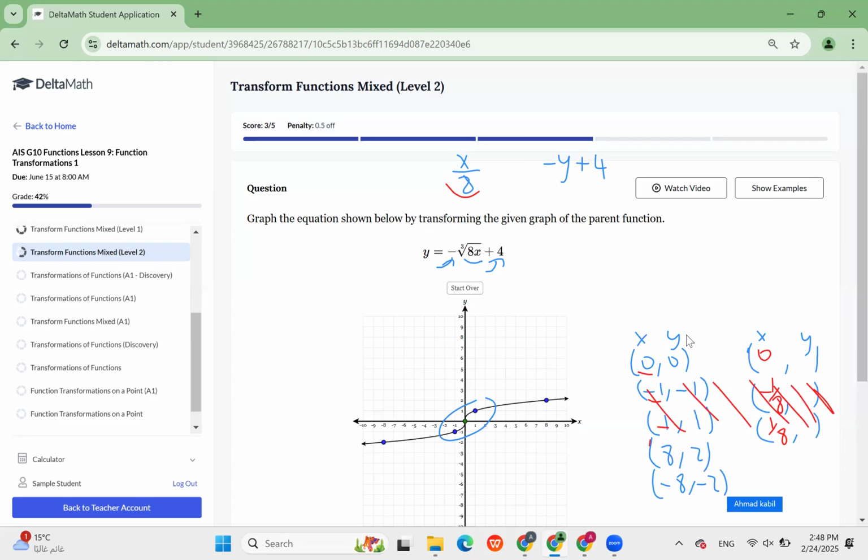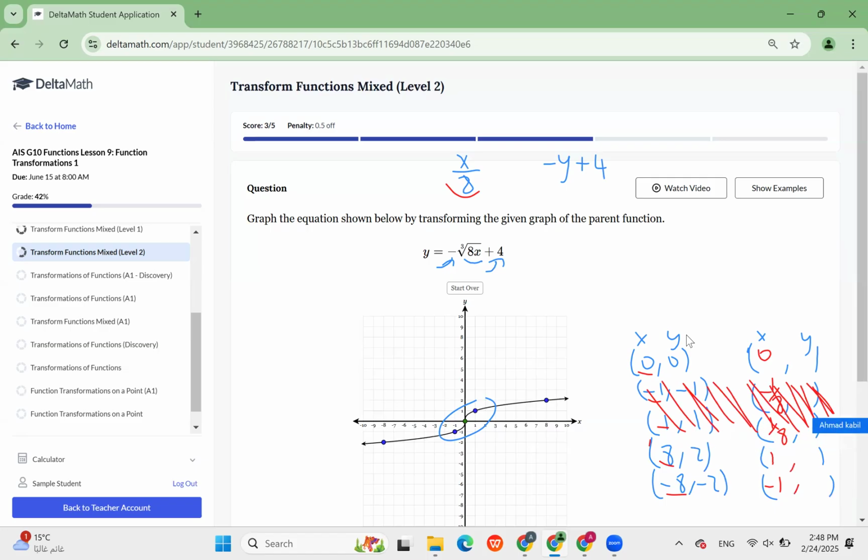For the 8, we're dividing by 8, so we're going to get 1 for the x. So this becomes 1, and here this becomes -1. We don't need these points. We're just not going to use them.